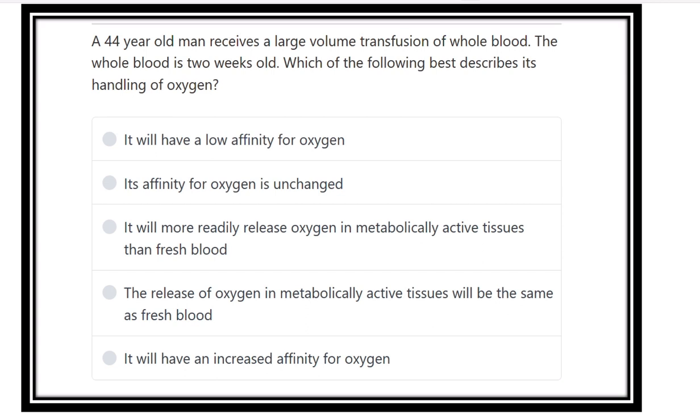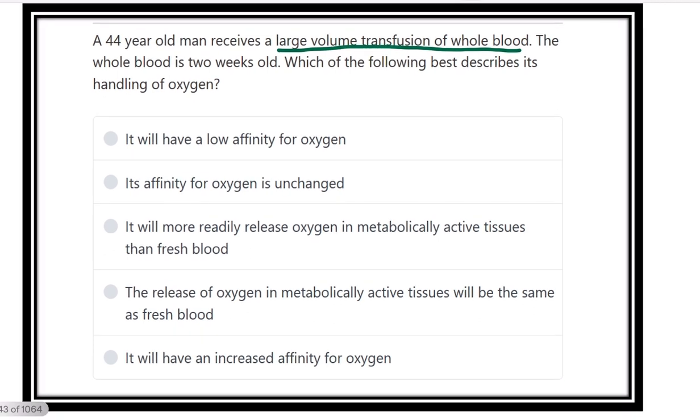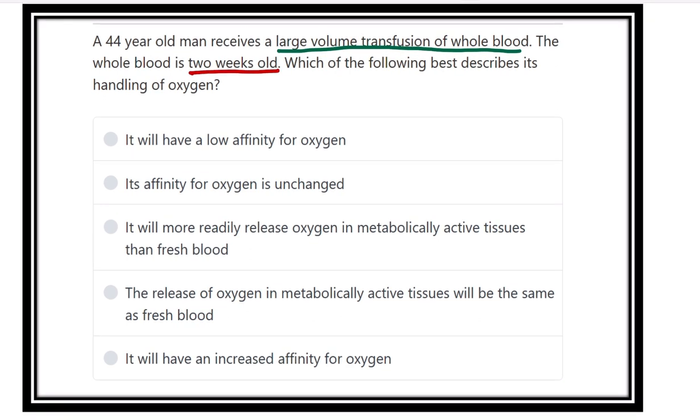A 44-year-old man receives a large volume of transfusion of whole blood. The whole blood is 2 weeks old. Which of the following best describes its handling of oxygen? As it is a large volume, they could not collect fresh blood for this condition. They collect blood which is 2 weeks old. So we have to find out the handling of oxygen in this condition.